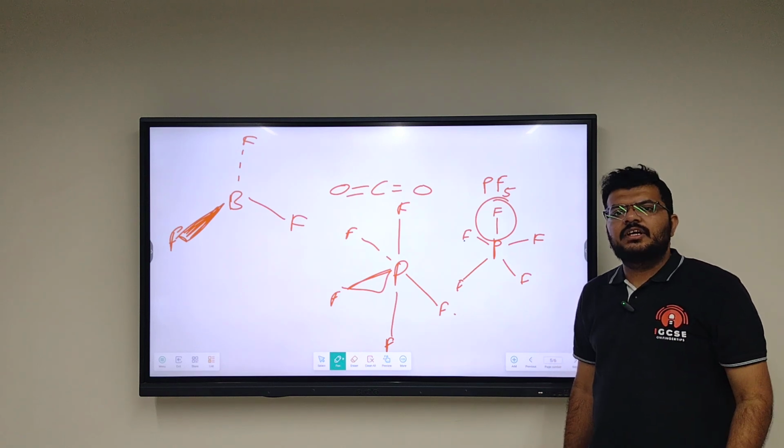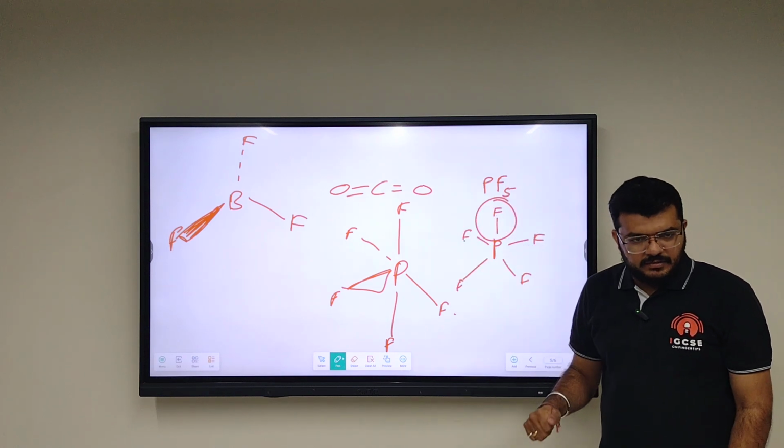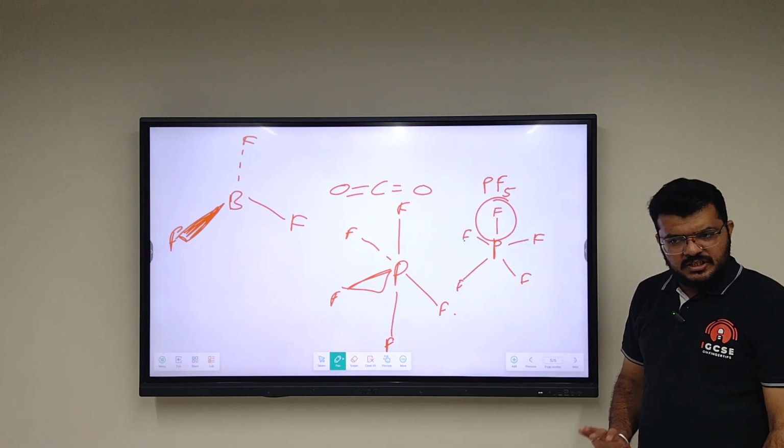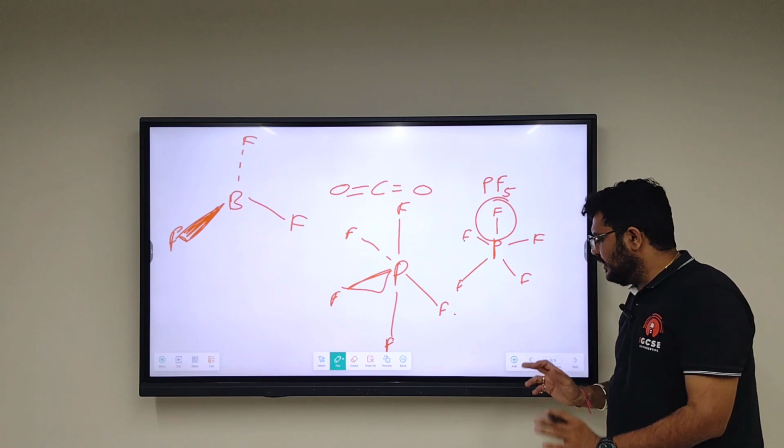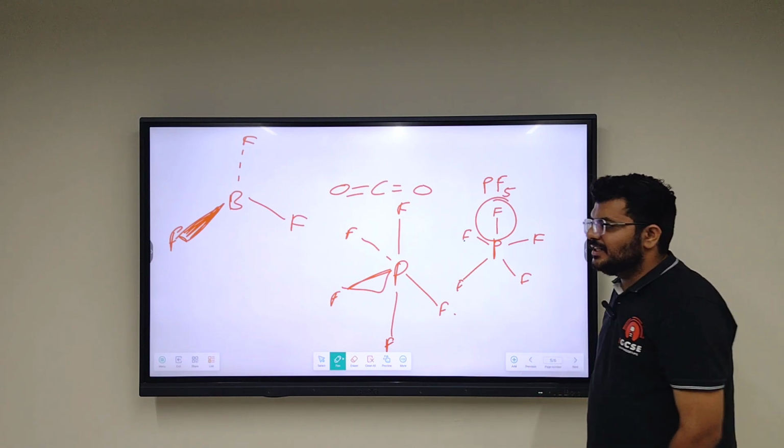What are we joining? We are joining the nuclei of all the atoms. It is an imaginary shape, it doesn't actually look like that. Then there is sulfur hexafluoride.